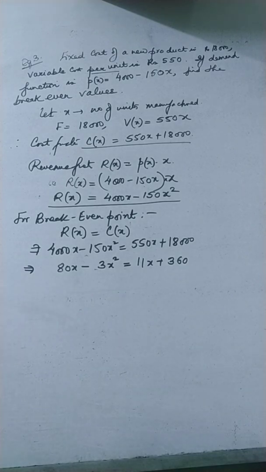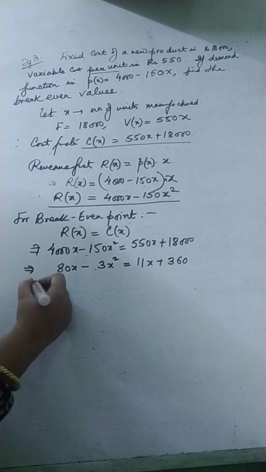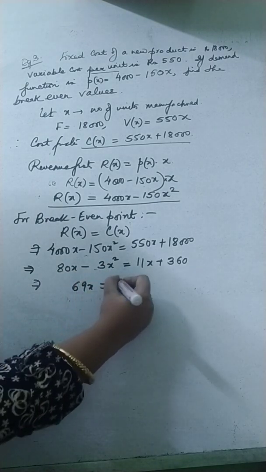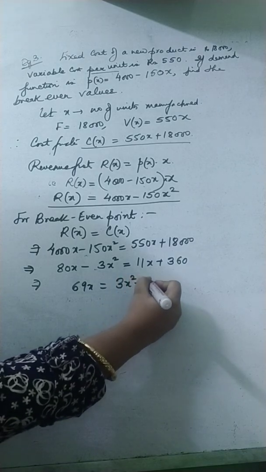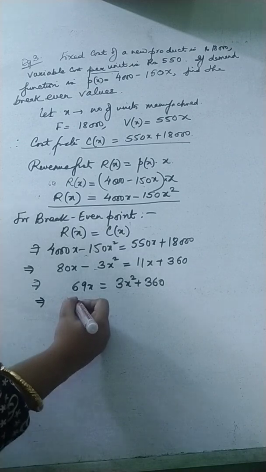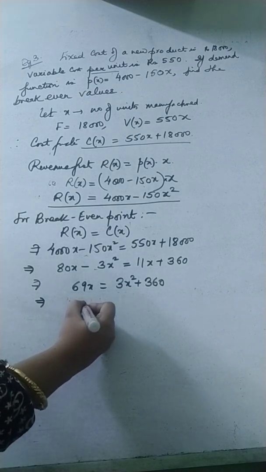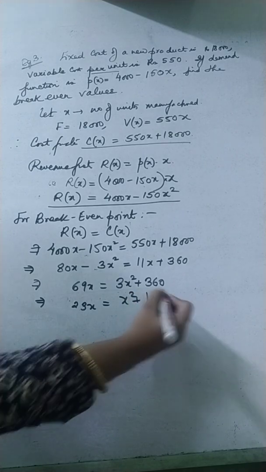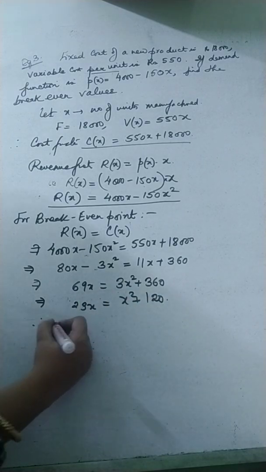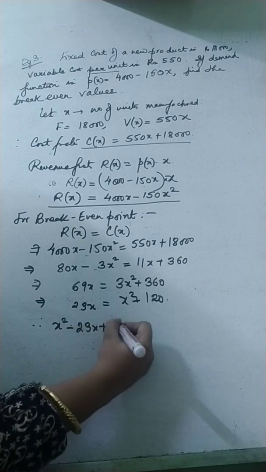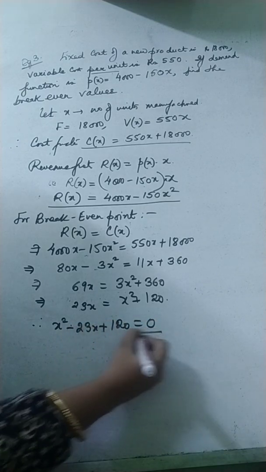So rearranging, what do I have? Basically, I have 80x minus 11x. That makes 69x is equal to 3x squared plus 360. We can divide further with 3. So that gives us 23x is equal to x squared plus 120. So what do you have? You have a quadratic x squared minus 23x plus 120 is equal to 0.